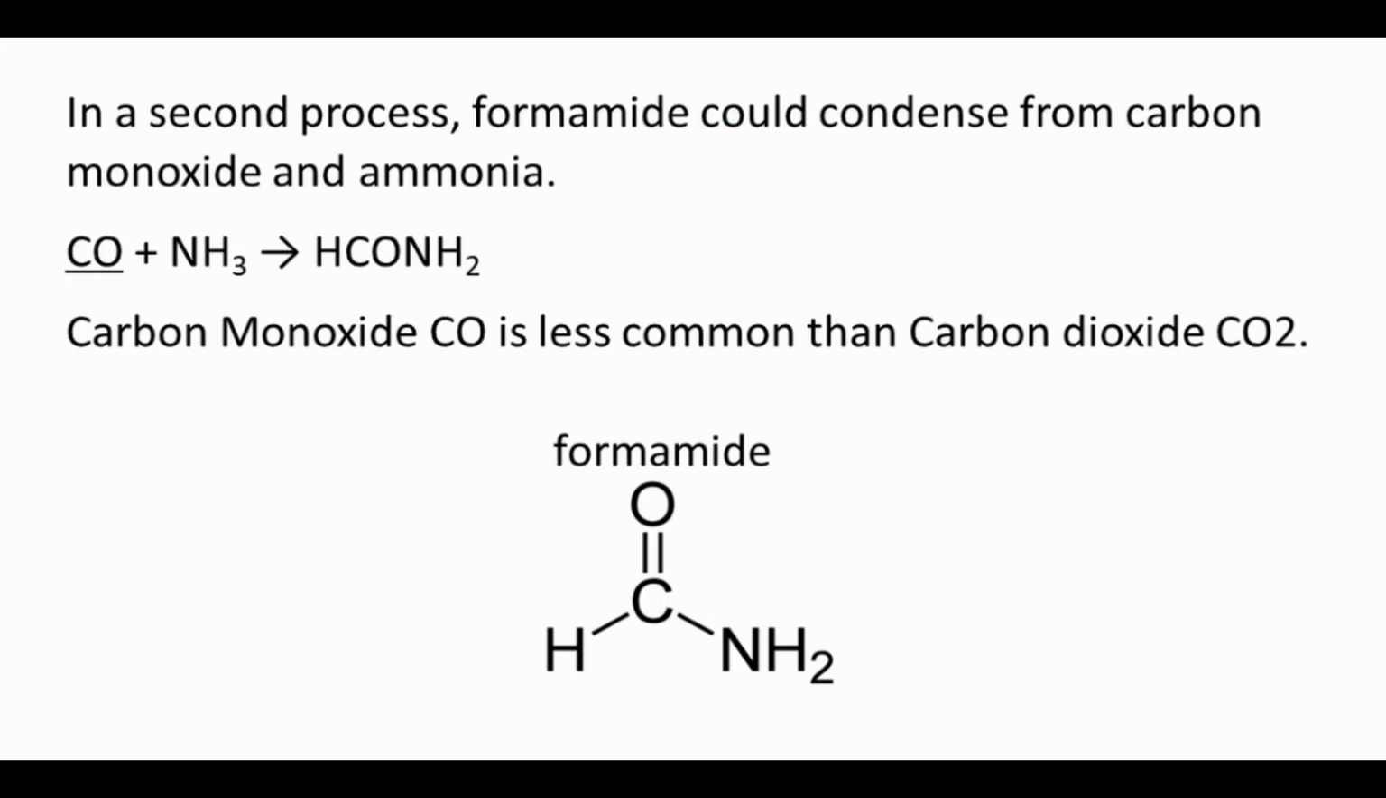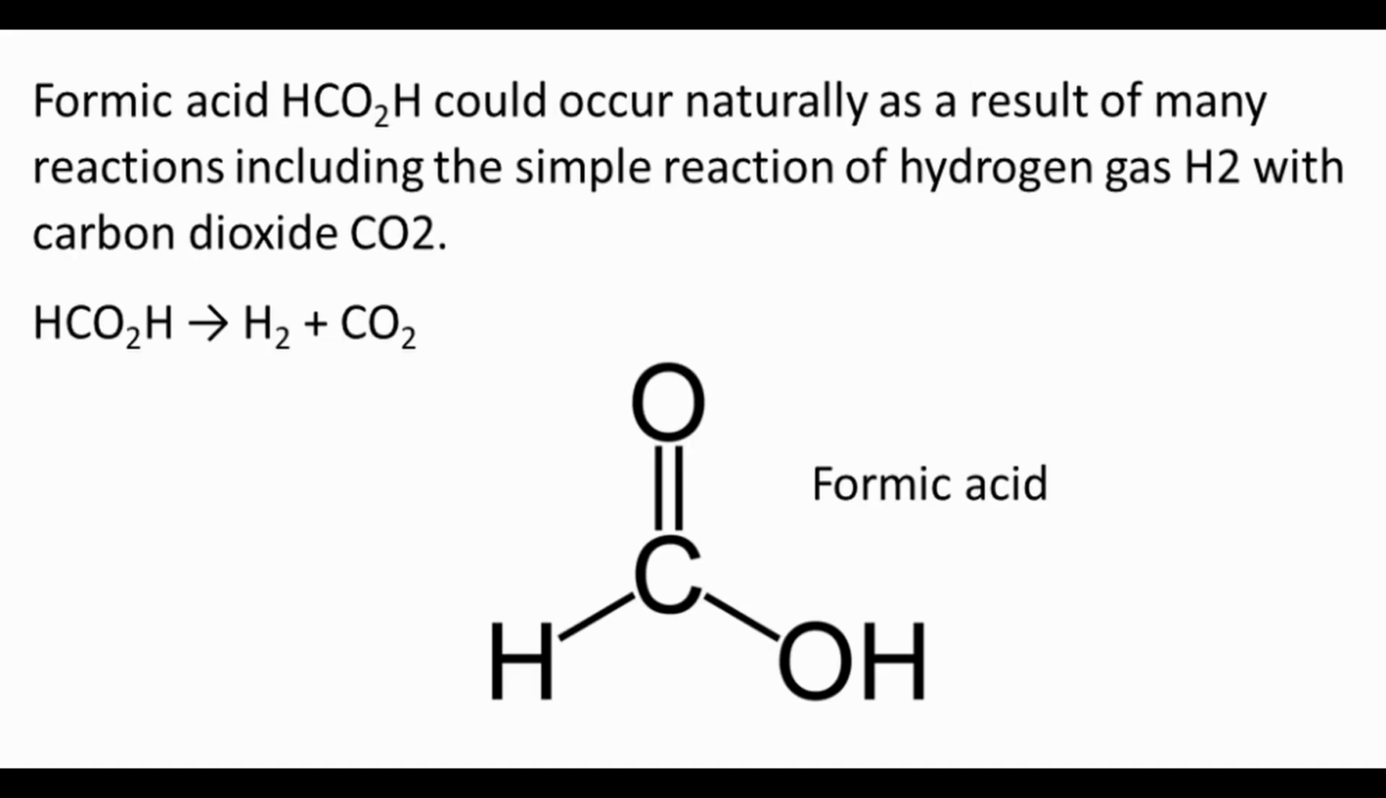In a second process, formamide could condense from carbon monoxide and ammonia. CO plus NH3 condenses into HCONH2. Carbon monoxide CO is less common than carbon dioxide CO2. Formic acid HCO2H could occur naturally as a result of many reactions, including the simple reaction of hydrogen gas H2 with carbon dioxide CO2. H2 plus CO2 becomes HCO2H.